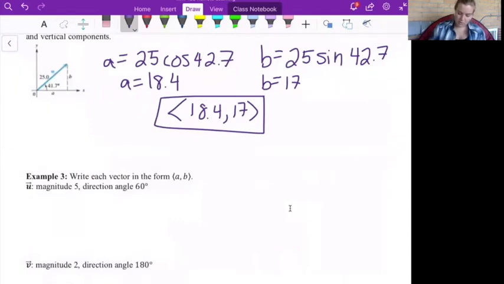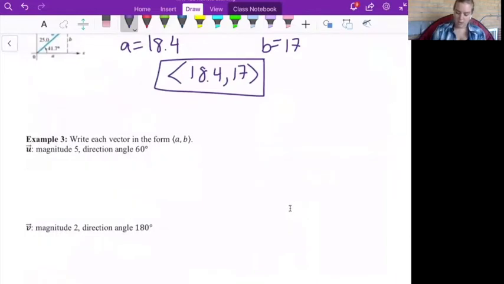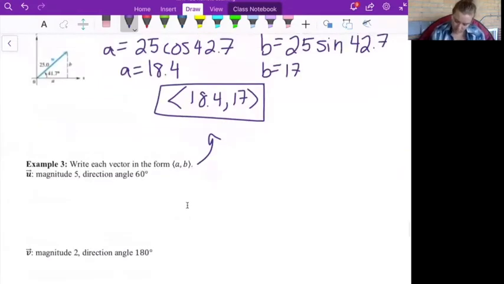So then, for example 3, we have 3 different ones where we want to write the vector in the form <A, B>. So we want to write it with our horizontal and vertical components. So the magnitude is going to be 5 with a direction of 60. And so with this, A would be 5 times cosine of 60. B would be 5 times sine of 60.